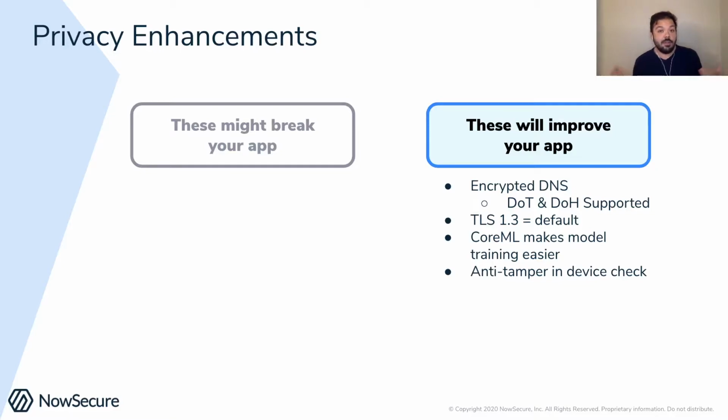Another security feature, TLS 1.3 is on by default now. If you're using URLSession, it is on by default. That's awesome. That's great. That's cool.